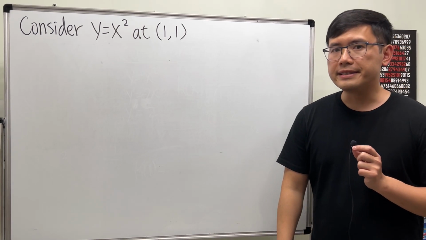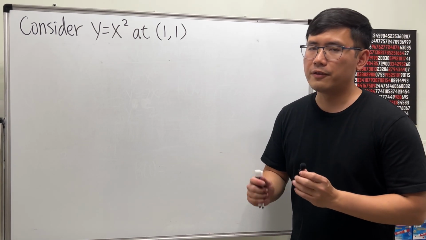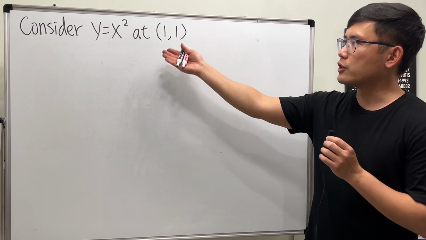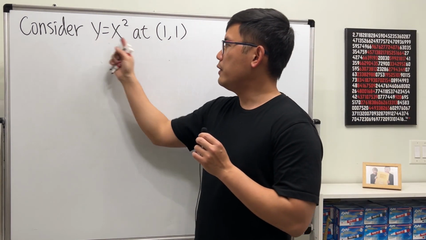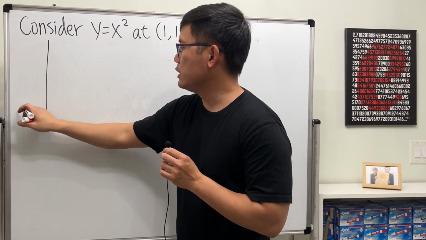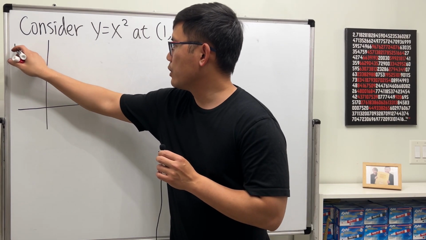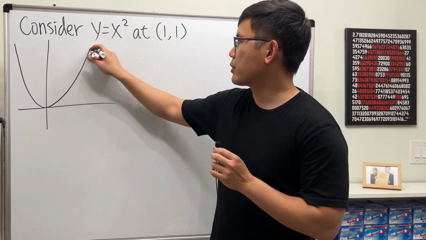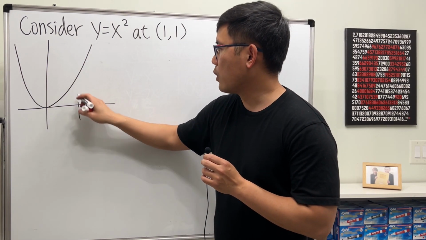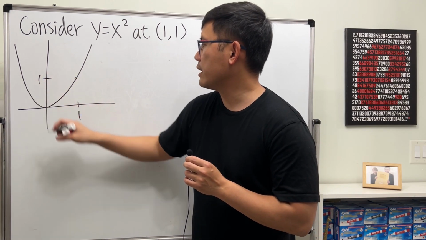So let's do a quick example comparing the slope versus the curvature of a function at a point. First, let me give you guys a picture for y is equal to x squared, which is our good old friend, our good old parabola. Let's say here is 1 and here is 1.